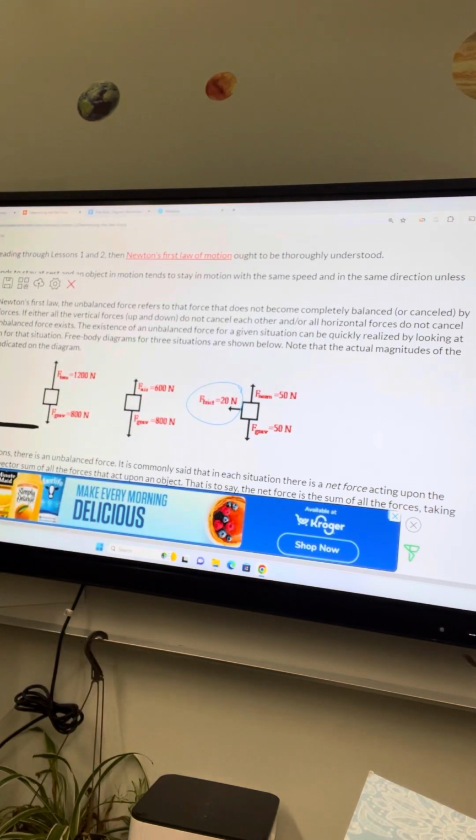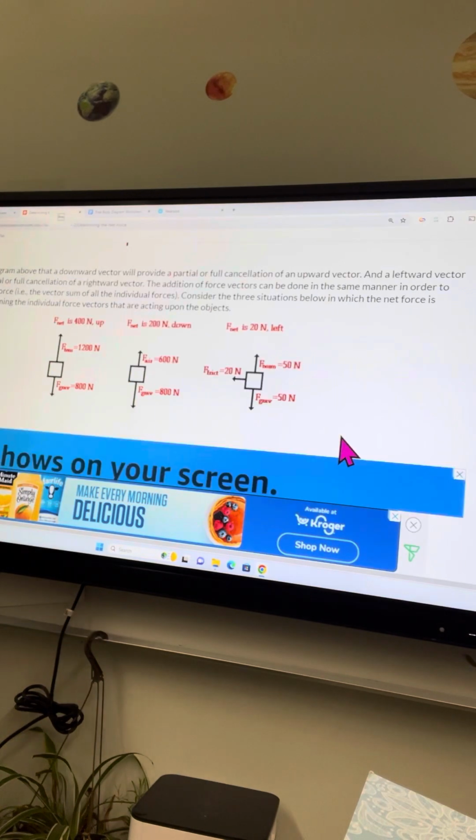And so whatever object that is, it could be a bird, it could be a dog, it could be a desk. That desk is going to go 20 newtons to the left, okay? Does that make sense? Yeah? Okay.